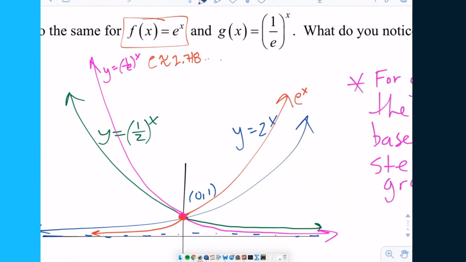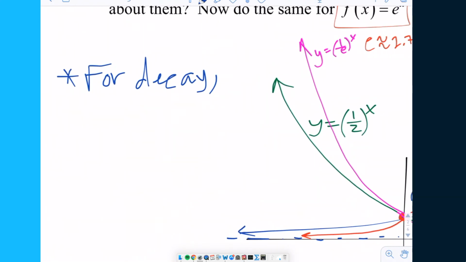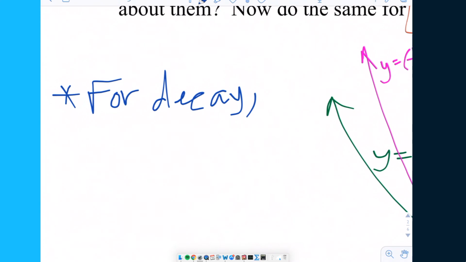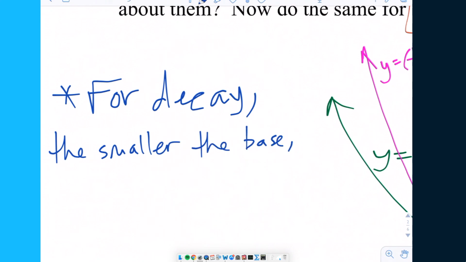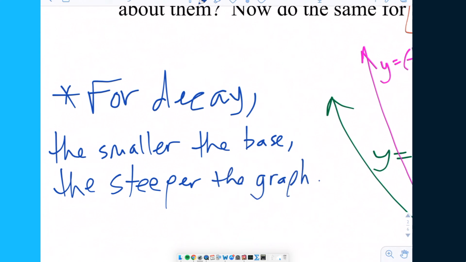Well, let's see. Which number is bigger, 1/2 or 1 over e? 1 over e is smaller. And so in this case, for decay, the smaller the base, the steeper the graph. Or you could say the smaller the base, the steeper the graph. Whatever you want to say. So for decay, it's the other way around. The smaller the base, the steeper the graph. Or if you want to flip it around, you can say the bigger the base, the less steep the graph. It doesn't really matter.